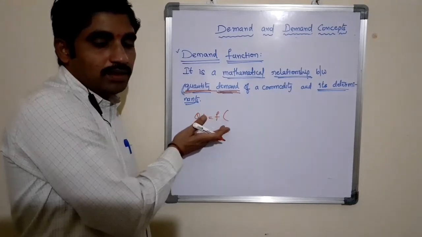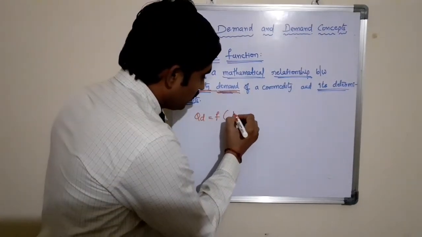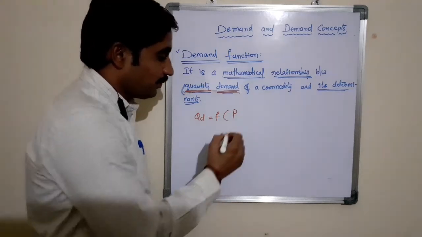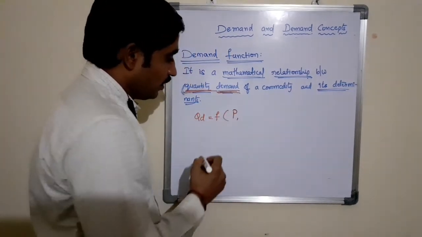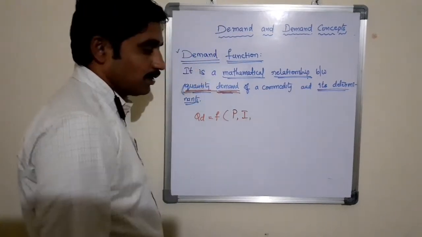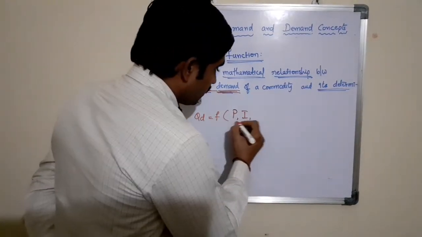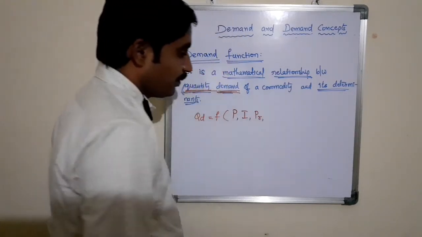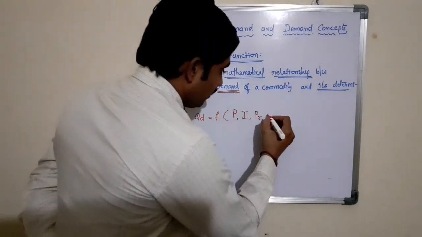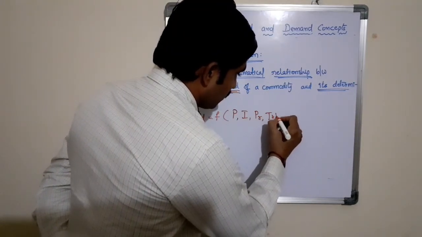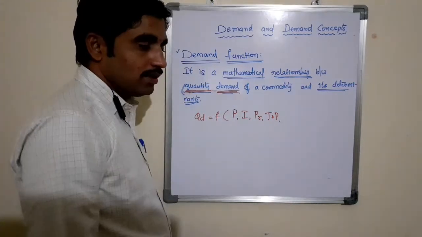under this demand function. The first one is price of the product. The first letter of price of the product is P. Then the second determinant is income level of consumer, I. And the third one is price of related goods, PR. Then the fourth one is taste and preferences of customer, T and P.